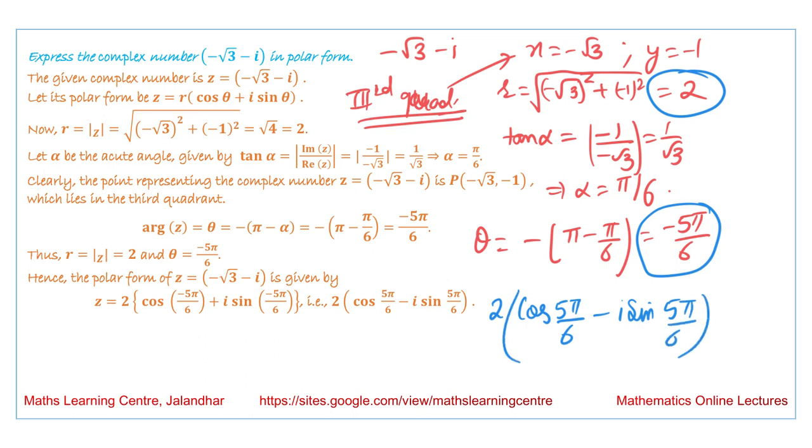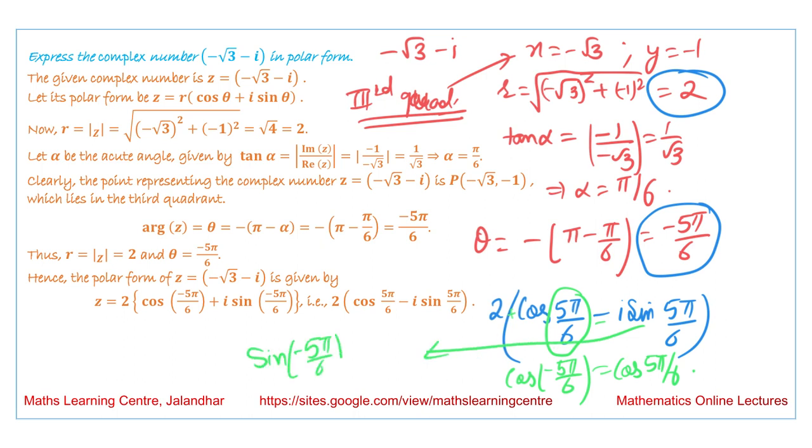I hope this is clear to you why we are writing the plus sign over here and the minus sign over here. When we are talking about cos of minus 5 pi by 6, that is equal to cos 5 pi by 6, and when we are talking about sine of minus 5 pi by 6, we have the answer as minus sine of 5 pi by 6, and this is why the negative sign is there and the positive sign is there.